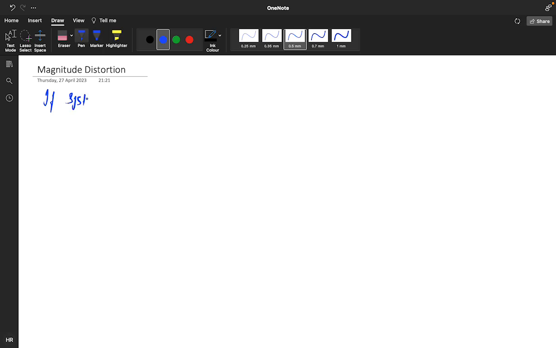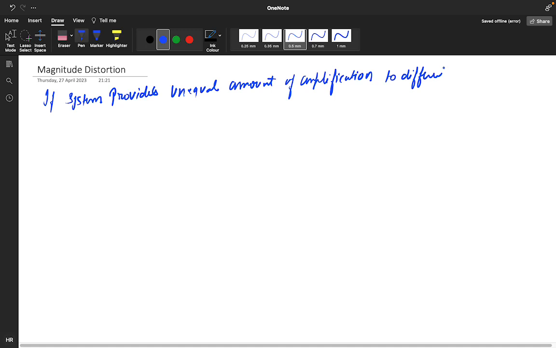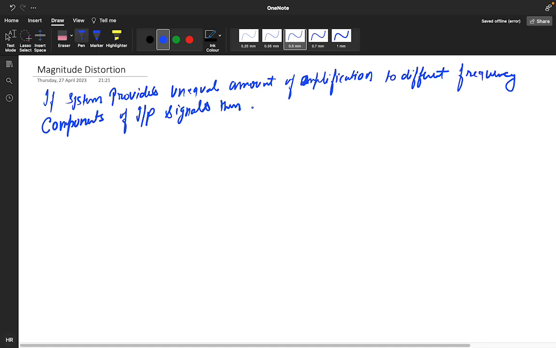If a system provides unequal amount of amplification to different frequency components of an input signal, then the system is having magnitude distortion.